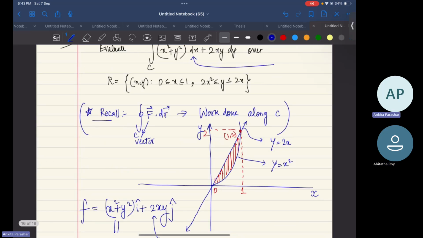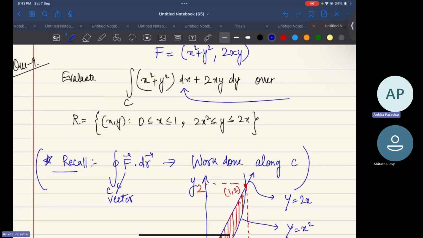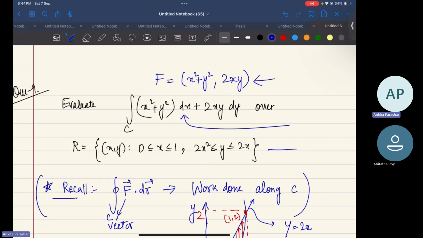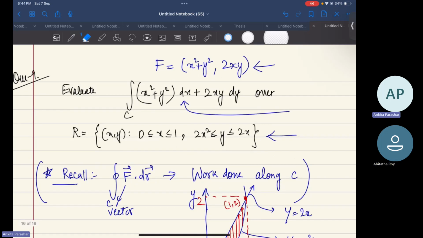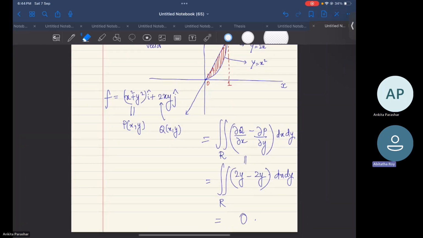So here, there is no work done then. If somebody wants to check what is the work done by applying this force over the curve of this region, you have certain options. By parameterizing the curve, you have to find the line integral. It's a lot to do. But when you apply Green's theorem, nothing much to do, right?